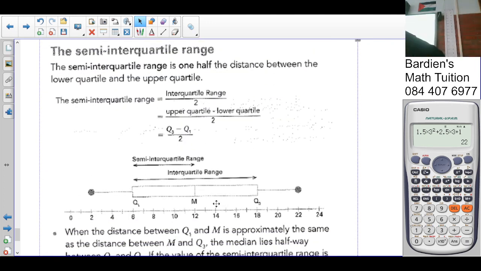I want you guys to write this note here. We mentioned the semi-interquartile range before, not so? Okay, so the semi-interquartile range is 1/2 of the distance between the lower quartile and the upper quartile. So the semi-interquartile range is the interquartile range divided by 2. Difference between upper and lower quartile divided by 2. And so on. Okay.